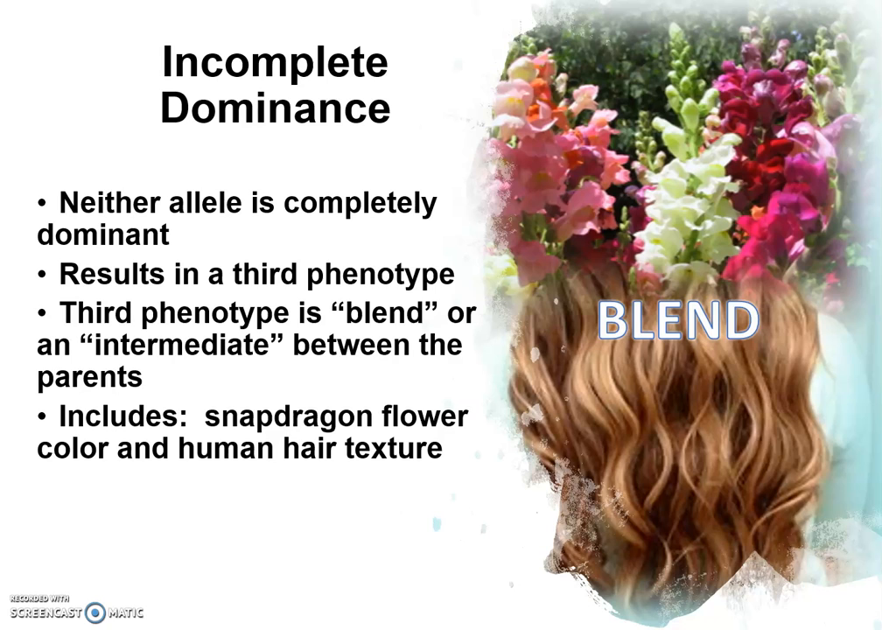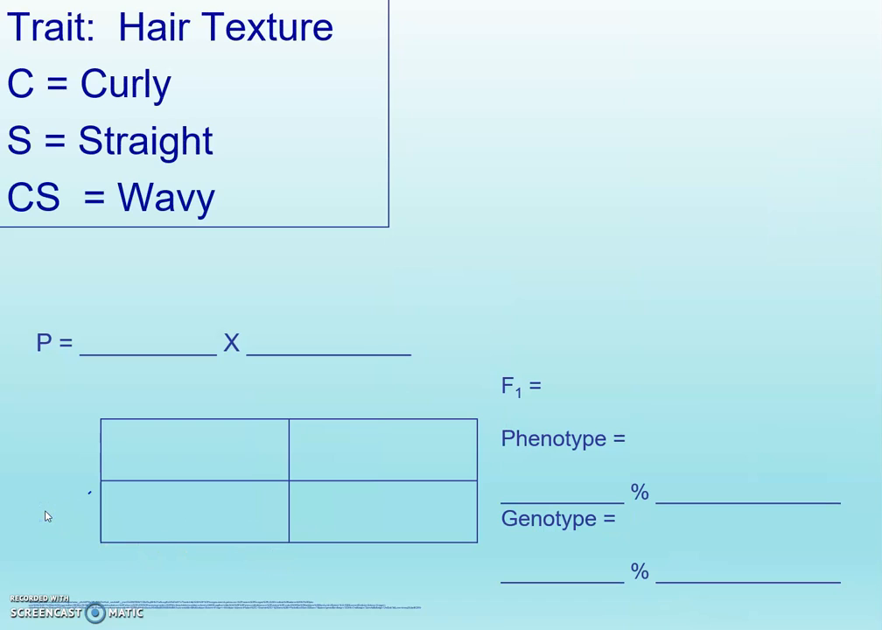A couple examples we'll look at are snapdragon flower color, which we can see the variations there. We see some red and we see some pink and we see white. And then we'll also look at human hair texture, which can be straight, curly, or wavy. So first we'll look at the human hair texture. So since we're using a characteristic that does not have a dominant, one way to show the alleles is to use two different letters. So we will use C's for curly and S for straight.